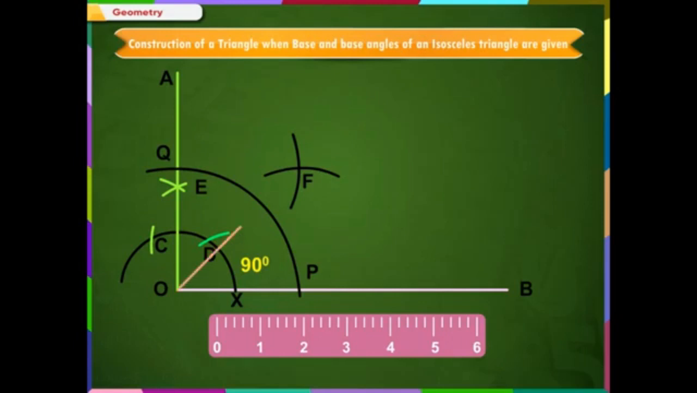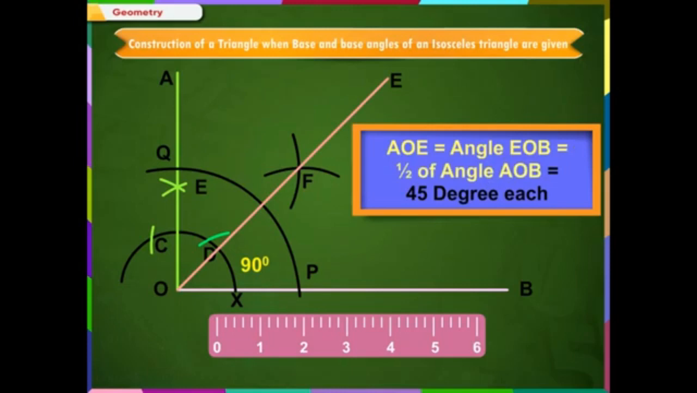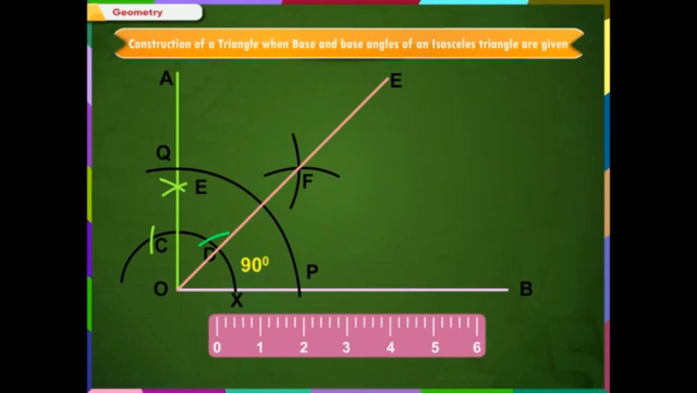Step 9. Join OF and extend it to E as shown below on the screen. Step 10. EO is the bisector of angle AOB. Therefore, angle AOE is equal to angle EOB is equal to half of angle AOB is equal to 45 degrees each. Now, with B as the center, repeat all the steps and draw an angle OBA of 45 degrees. Join OBH, and the triangle OBG is the required isosceles triangle.